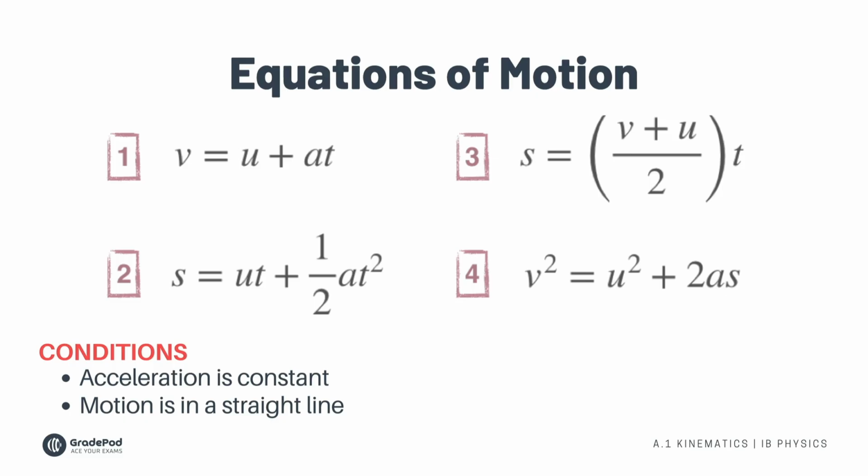So you might notice a car accelerating along a road. If the acceleration is constant and the car is moving in a straight line, you can use the equations of motion. You might have a pebble dropping from the sky. If the acceleration is constant and its motion is in a straight line, you can use the equations of motion.